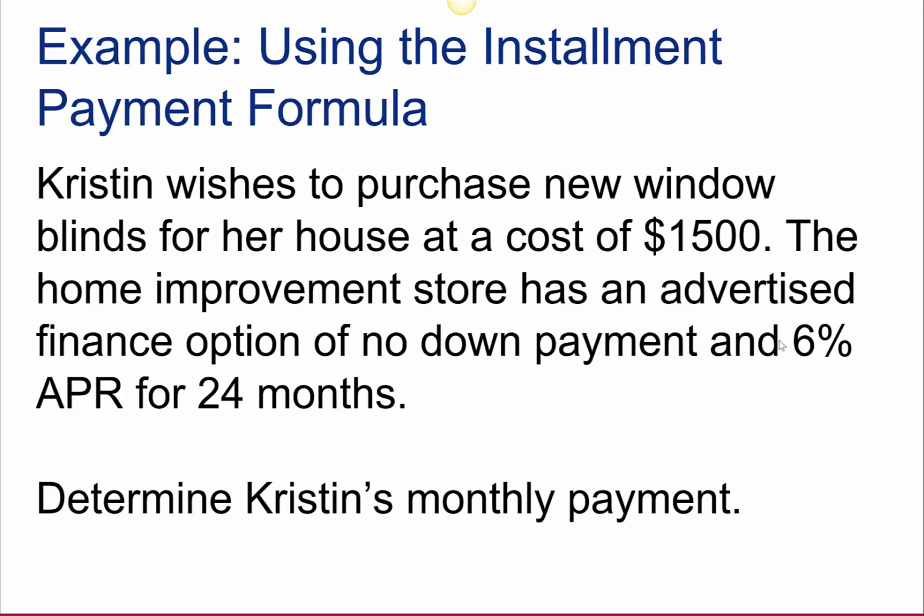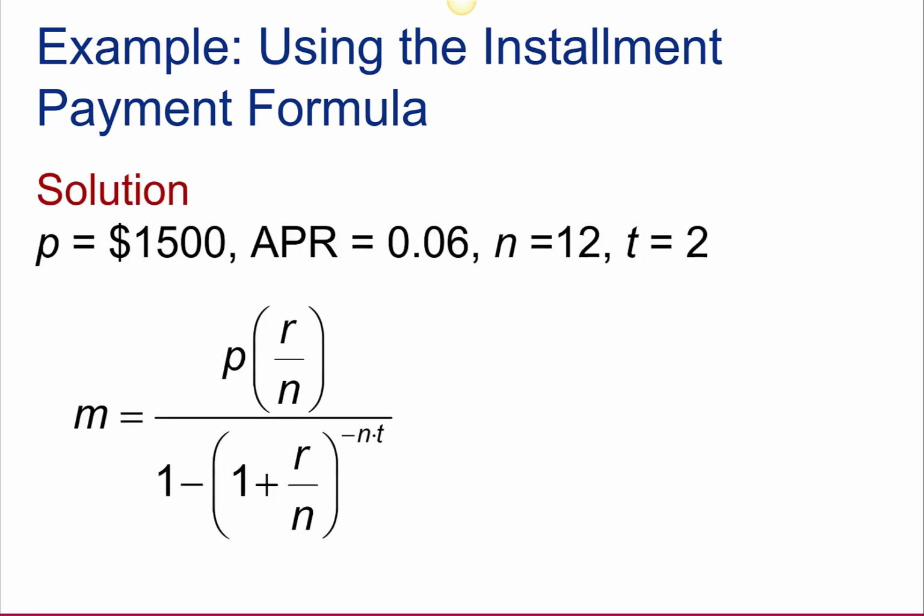Kristen wants to purchase new window blinds for her house at a cost of $1,500. The home improvement store has an advertised finance option of no down payment and 6% APR for 24 months. Determine Kristen's monthly payment. So we're going to use the formula. The amount she financed was $1,500. The APR as a decimal is 0.06. 12 payments per year for 2 years.